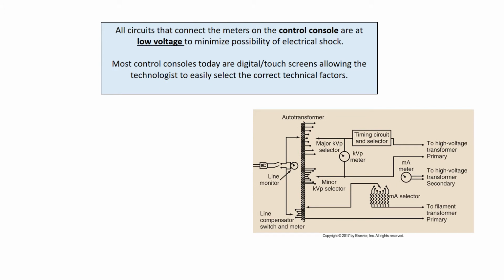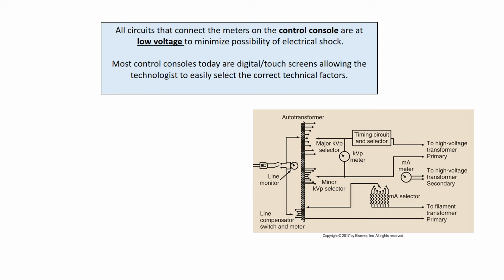All circuits that connect the meters on the control console are at low voltage to minimize the possibility of electrical shock. This is going to be important for you to remember: everything on your control console has to be at low voltage. When we begin looking, as we are today, at the X-ray circuit, we're going to notice that there's a high voltage portion and a low voltage portion.